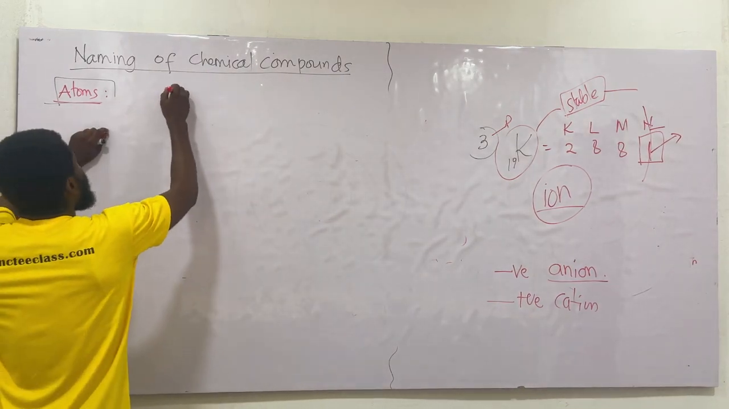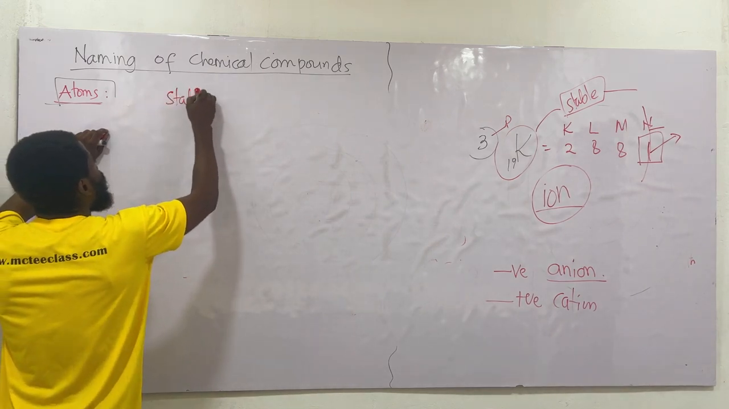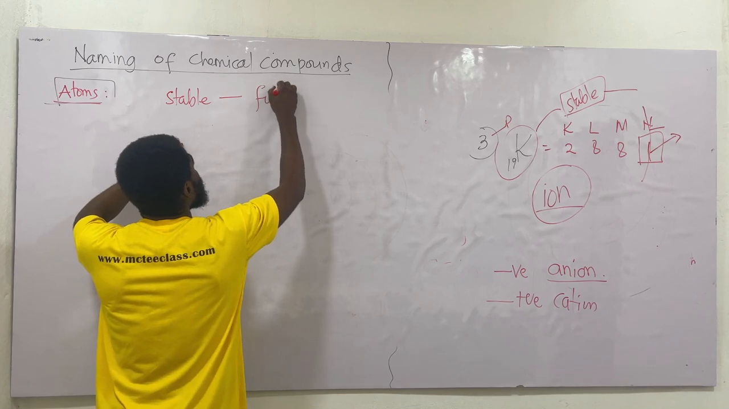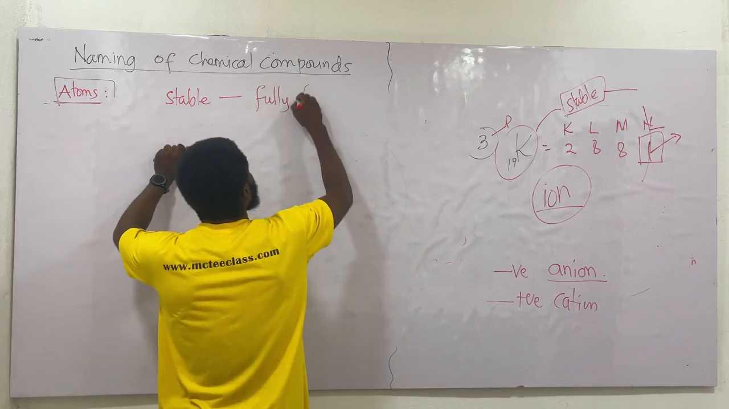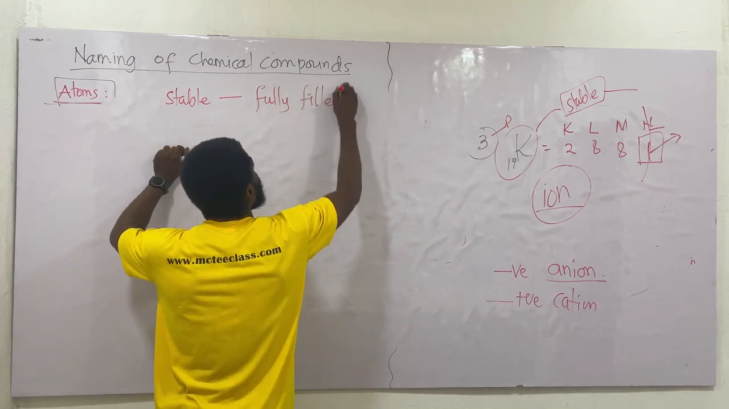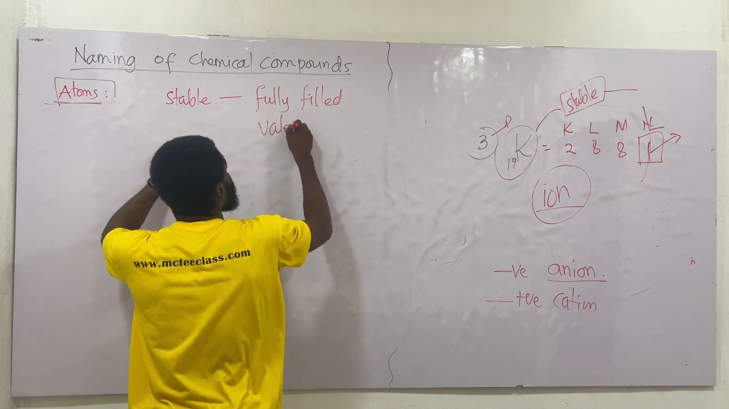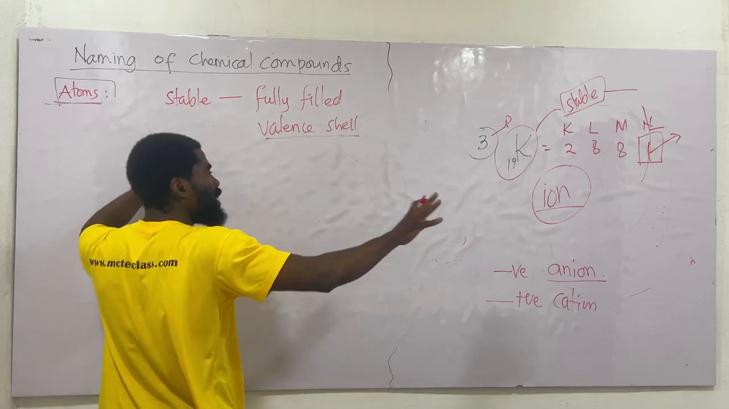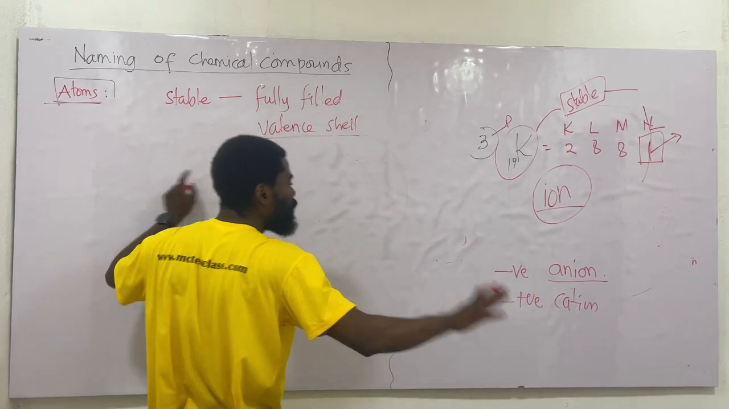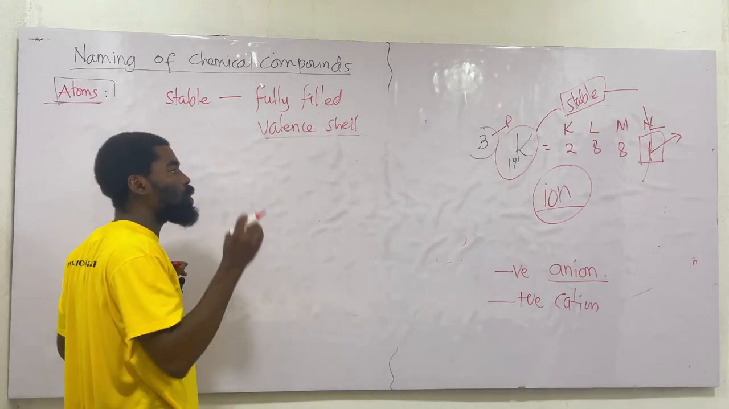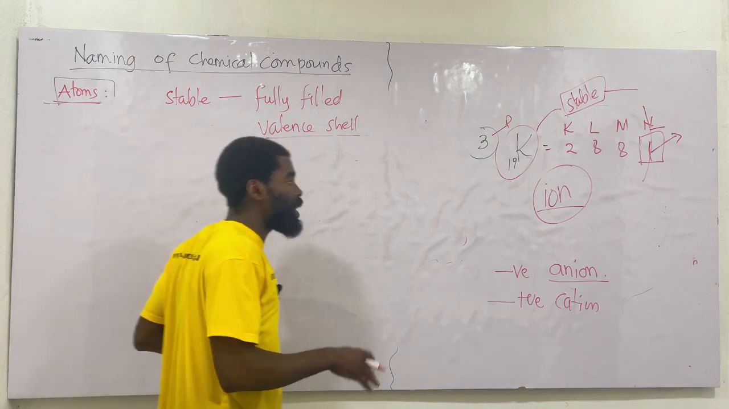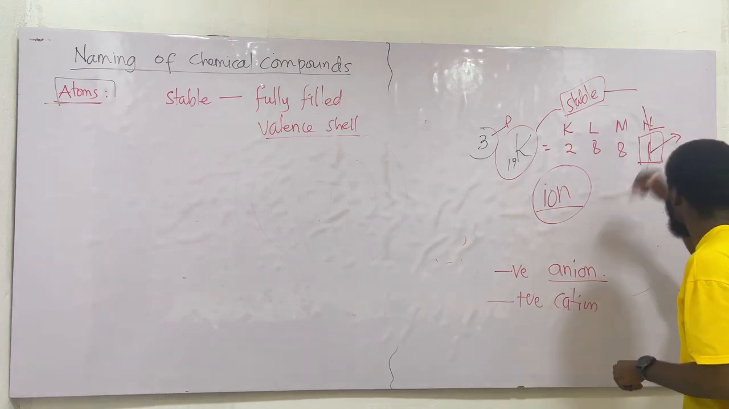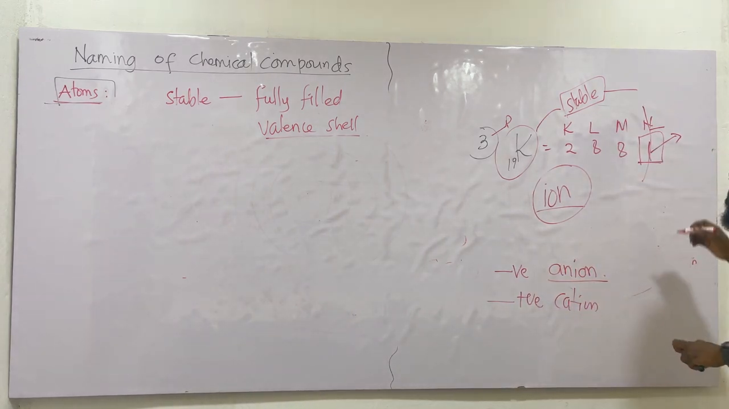For an atom to be stable, when we say you are stable, that means you have a fully filled valence shell. That means your last shell is full. If you are supposed to take 8, it's taking your 8. If you are supposed to take 2, it's taking your 2. We call that the doublet and the octet rule. For chemistry students, we'll go deep into that later here on this same channel.